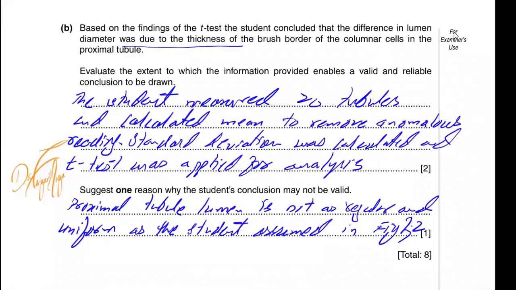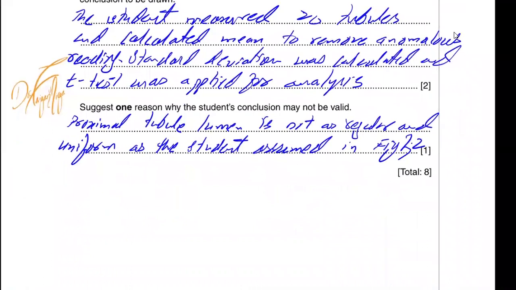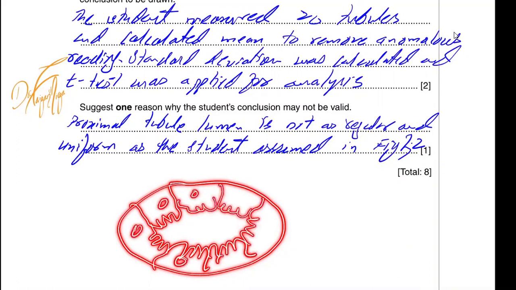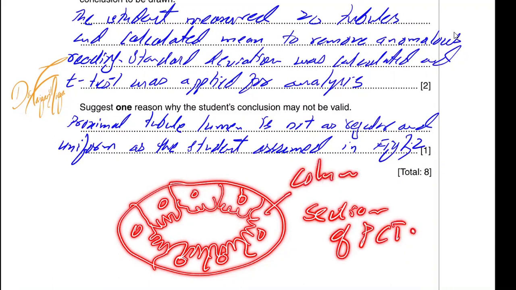If we go further, the question asks you, based on the findings of the t-test, the student concluded that the difference in the lumen diameter was due to the thickness of the brush border. You can recall your content from the chapter of homeostasis that we discussed, that in the proximal tubule there is a brush border in the tubule. There are columnar cells that have microvilli, which are protruding into the lumen. So the proximal tubule looks something like this in section. These are the individual cells of the proximal tubule. This is how the microvilli will be there in the cells, and these are the nuclei of the columnar cells that make up the PCT. This is a section of PCT, the proximal convoluted tubule.